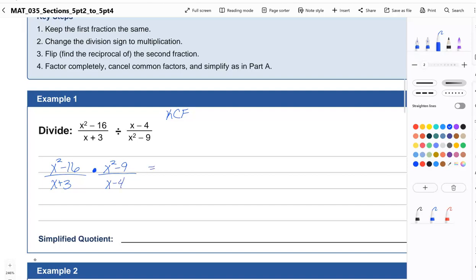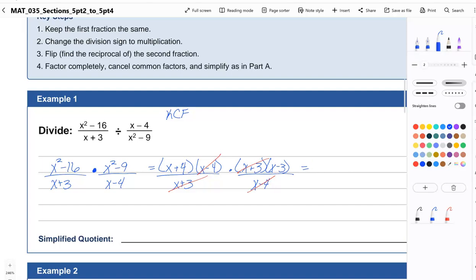And then we're going to factor. X squared minus 16 is a difference of squares: x plus 4, x minus 4. And then we have x squared minus 9, which is also a difference of squares: x plus 3, x minus 3. Anything that cancels, I'm going to cancel. So I see x plus 3s are going to cancel. I see x minus 4s are going to cancel.